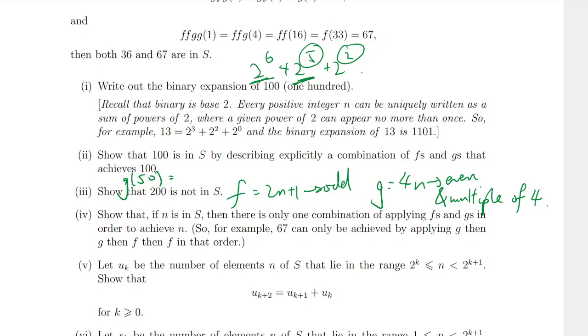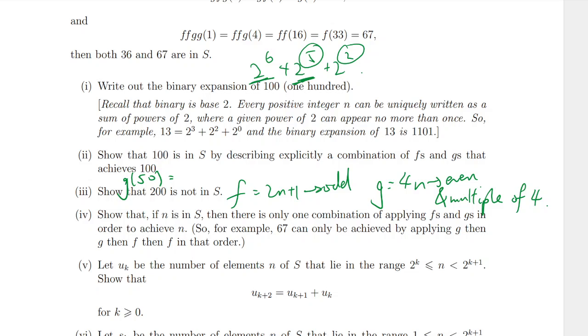Now, part 4 then. Show that if n is in S, then there's only one combination of applying f's and g's in order to achieve n. So it's nice that we're given that n is always in S. That's an assumption. So what can we do? If we already know beforehand that n must be in S, then you can do the same trick as part 3, can't you? You can think backwards.